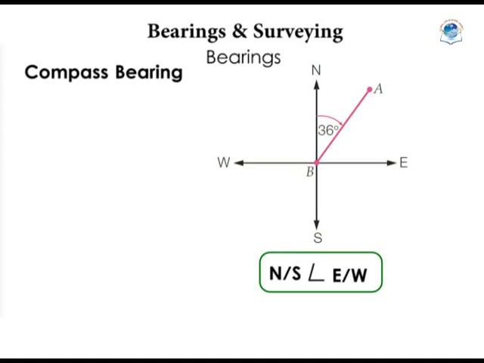If you want to give the compass bearing of A, the first thing to think is, is it towards the north or south? Or is it closer to north or south? And the answer is north. So you write north. Next is the angle. How many degrees from north? It's 36 degrees. So you write 36 degrees. Finally, from north, is it towards the east or west? It's east, and so you write east. So the compass bearing of A is north 36 degrees east, meaning from north we turn 36 degrees towards east.